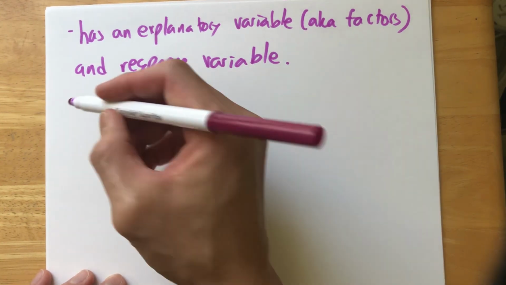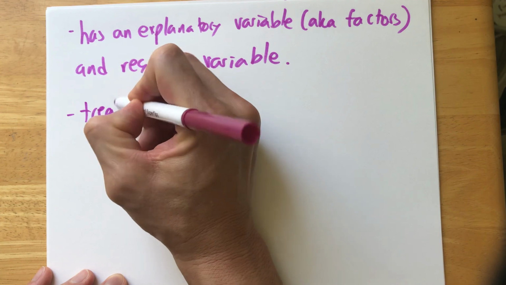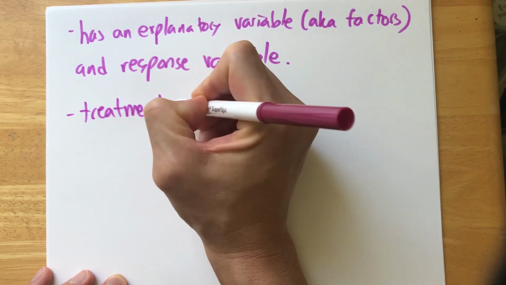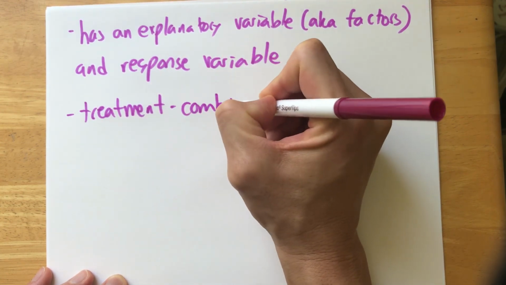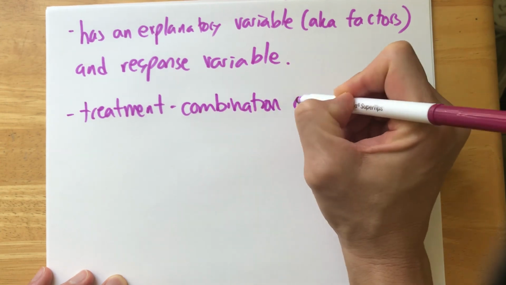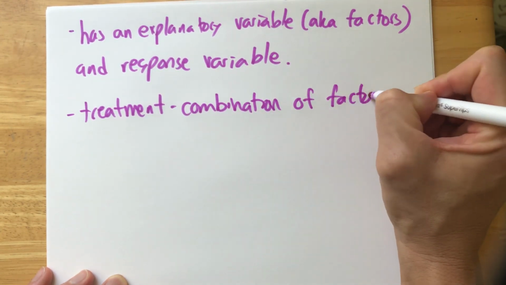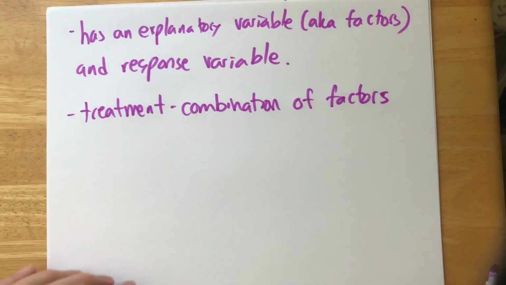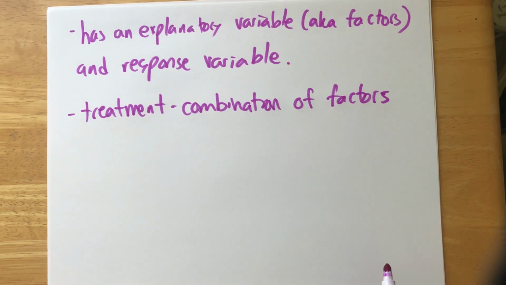Okay. A treatment is a combination of factors. Okay. If you wanted to introduce another factor, the combination of those factors would combine to what we call a treatment. Okay. So we'll go through more examples with that, but I'm just going to go over vocabulary right now.